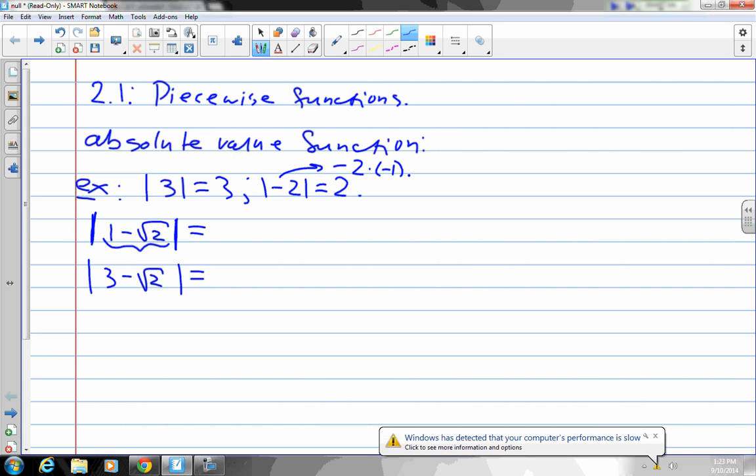So how do you make a negative number positive? It's -1 times 1 minus square root of 2. So in other words, it's square root of 2 minus 1. It just basically gets flipped. Square root of 2 becomes positive, and 1 becomes negative, if you distribute -1.